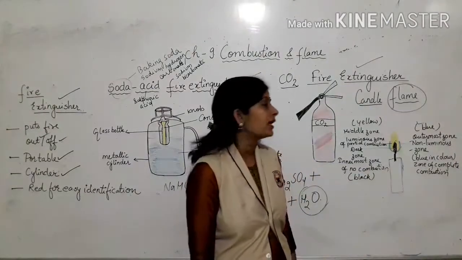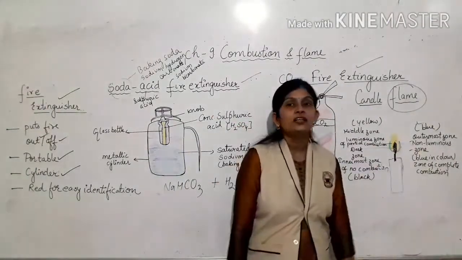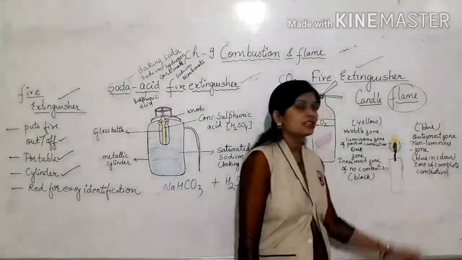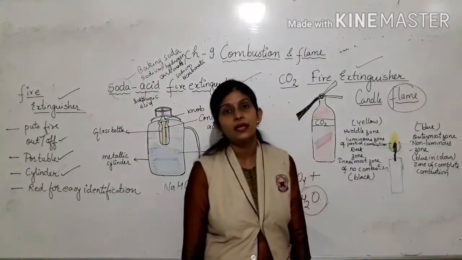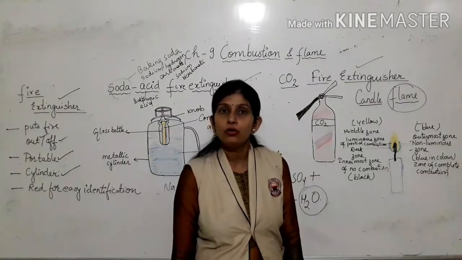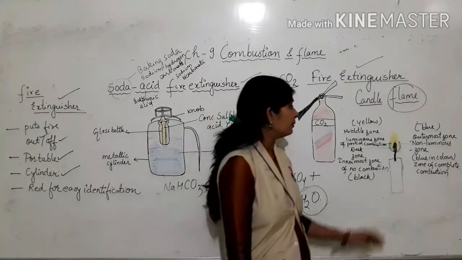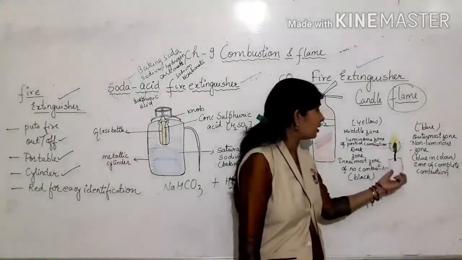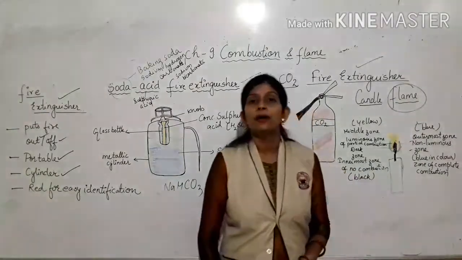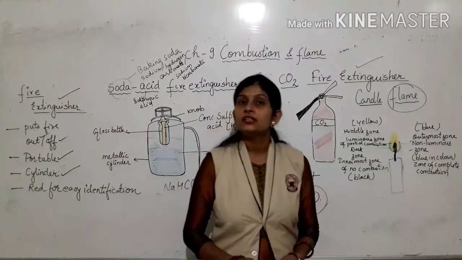So in this way, the candle flame has three zones, three regions, three areas which vary or differ in color depending on the amount of oxygen available for the combustion of wax vapors which are coming out of this candle on burning. This is all for today.